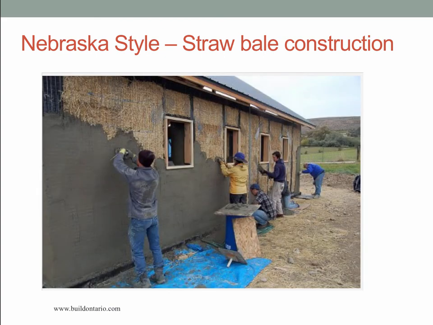You would add a lath and plaster or a plaster to the outside, and that plaster would bond really well with the edges of straw sticking out of the bale and create a composite structure that was very durable and has been around for over 100 years.